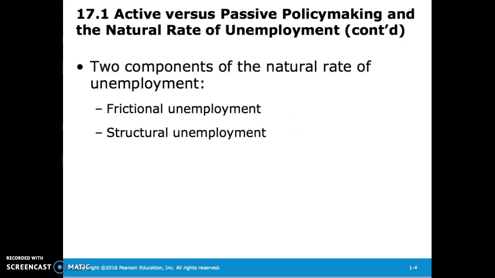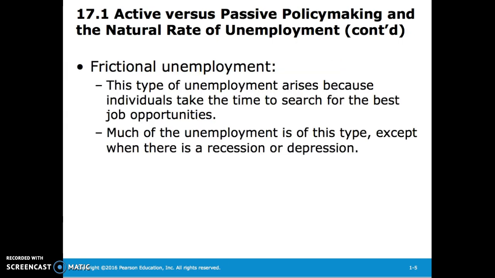Two components of the natural rate of unemployment are frictional unemployment and structural unemployment. Frictional unemployment comes about because of the time it takes to search for the best job opportunities. Outside of recessions or depressions, most unemployment is this type of unemployment.